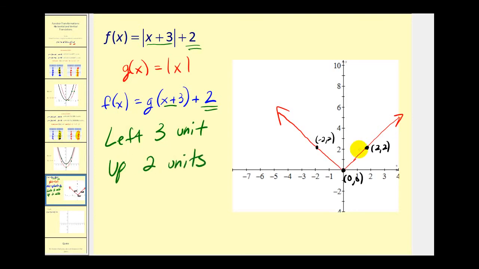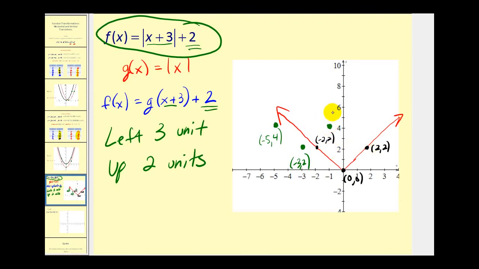So now what we can do is take these 3 key points and shift them left 3 units and up 2 to graph the given function. So let's do that. Let's start with the leftmost point. We're going to go left 3 units and then up 2. So we'd be over to negative 5 and then up to 4. Next, we take this point 0, 0 and shift it left 3 units and up 2. We'd be here at negative 3, 2. And lastly, we'll take this rightmost point, shift it left 3 units and up 2, and we'd be right here at negative 1, 4.